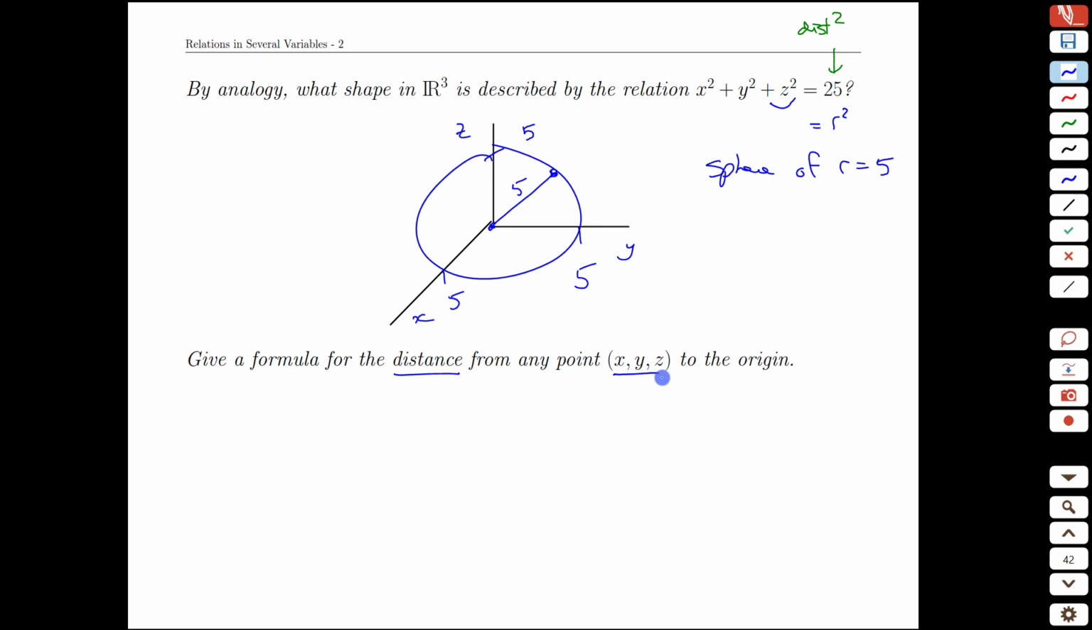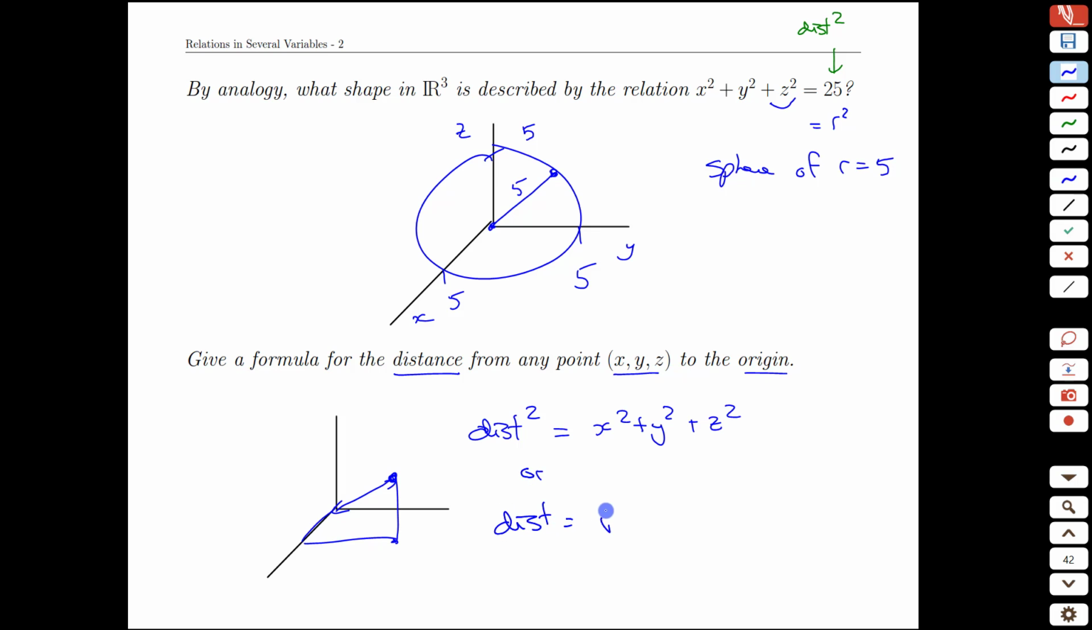If we want to pick any point x, y, z to the origin, well, we just look at our x distance, our y distance, and our z distance. The direct line, straight arrow distance back to the origin is going to be squared, is going to be x squared plus y squared plus z squared. Or if we want to rearrange that a little bit, the distance is the square root of x squared plus y squared plus z squared.